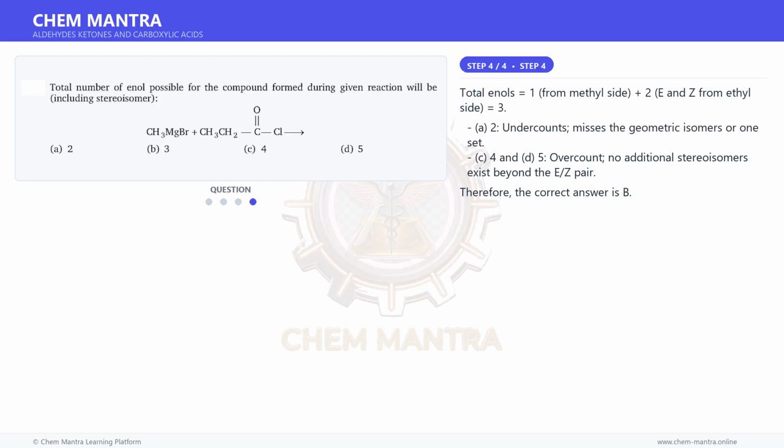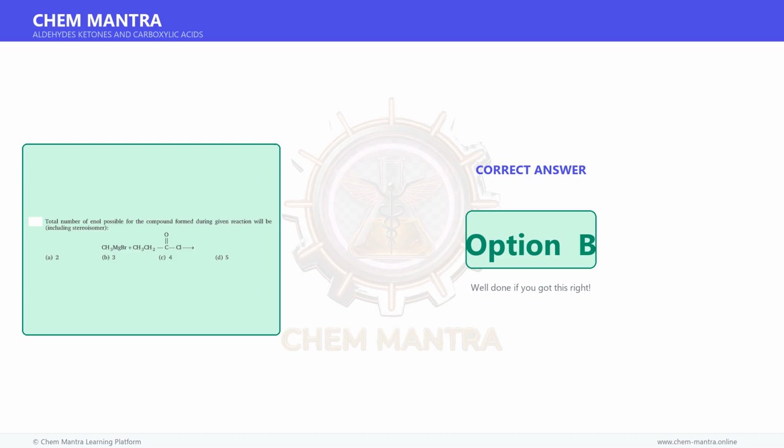A, 2, undercounts; it misses the geometric isomers or one set. C, 4, and D, 5, overcount. No additional stereoisomers exist beyond the E/Z pair. Therefore, the correct answer is B. Therefore, the correct answer is option B.